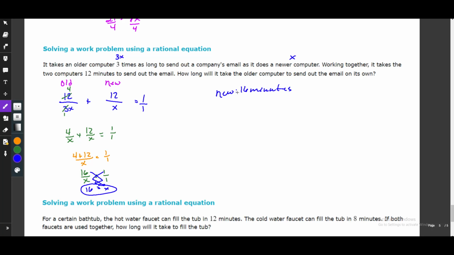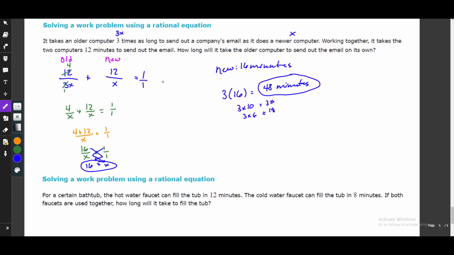Okay, the old is going to be 3 times 16 minutes. And 3 times 10, and 3 times 6, so 30 plus 18 is 48 minutes. So the older computer is going to take 48 minutes to send out the emails all by itself. It does make sense because those two computers working together is 12 minutes. Each one should take longer than that 12.